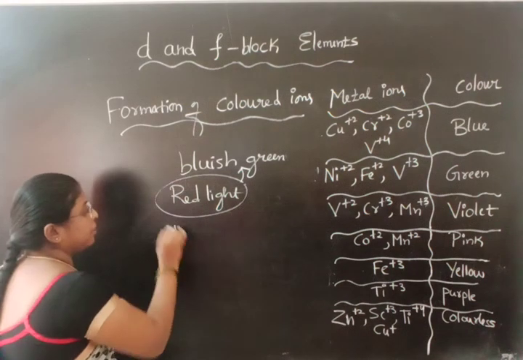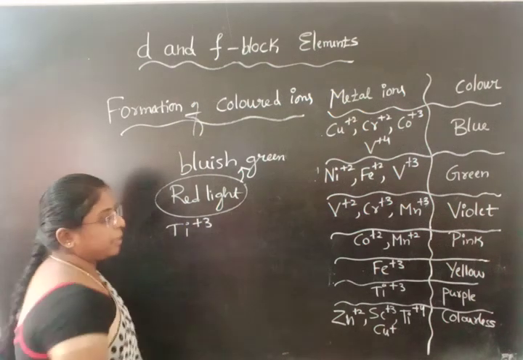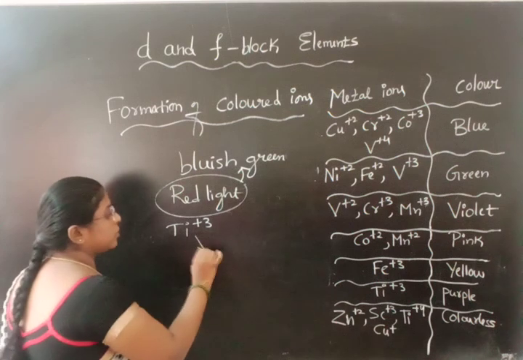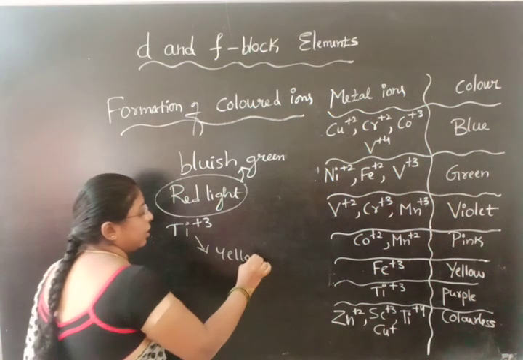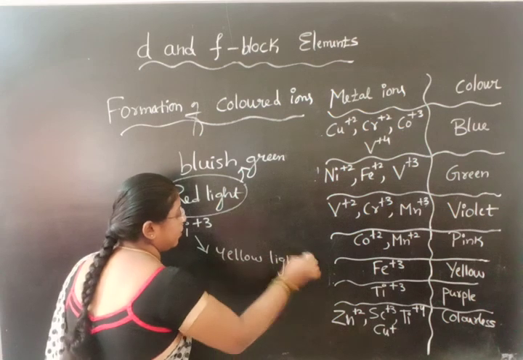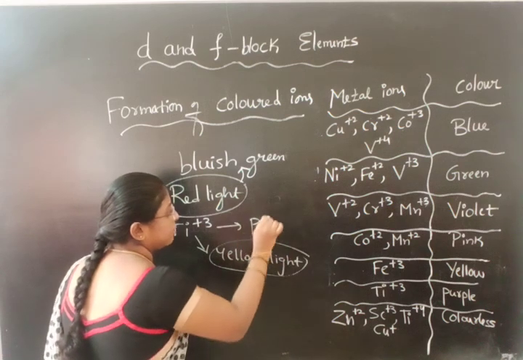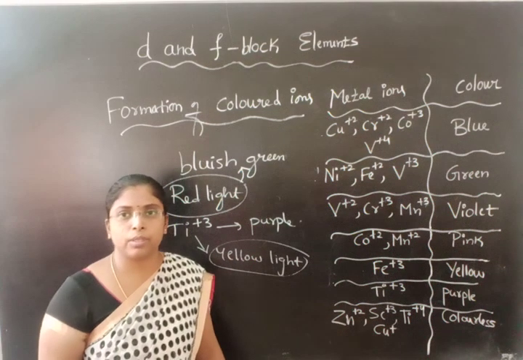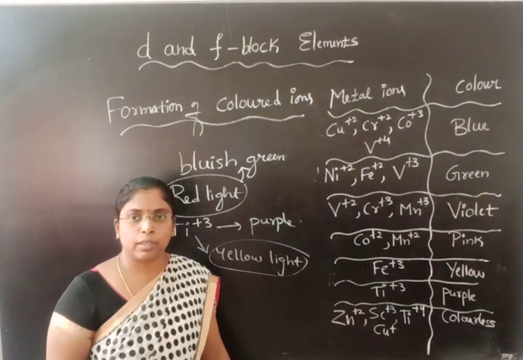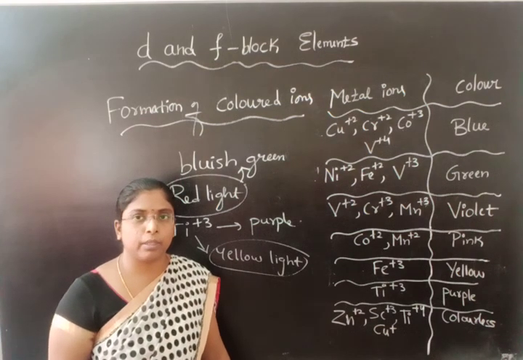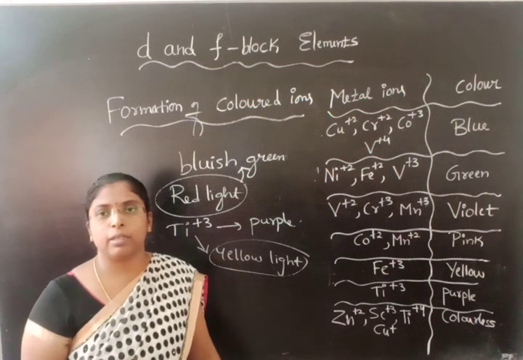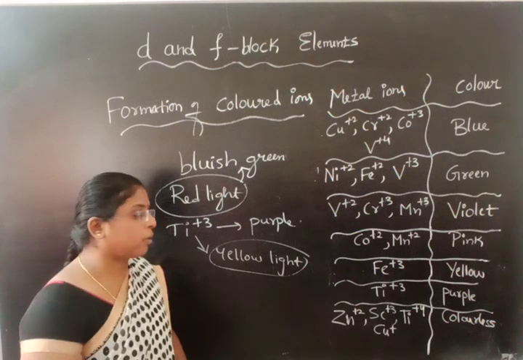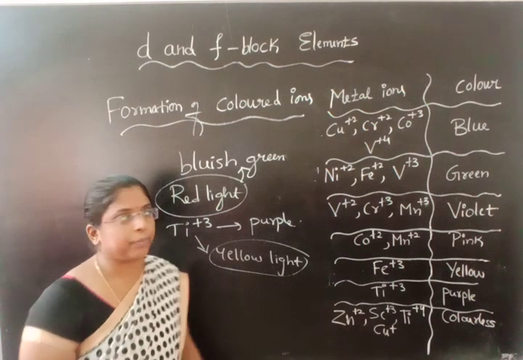If you take titanium plus 3, it is purple in color because the light which is absorbed is yellow light. The complementary color of yellow light is purple. Hence Ti plus 3 is observed as purple in color. The color is due to the presence of unpaired electrons. If the unpaired electrons go to the excited state by absorbing energy, while coming back they emit radiation. If the radiation corresponds to the visible region, then its complementary color is observed.